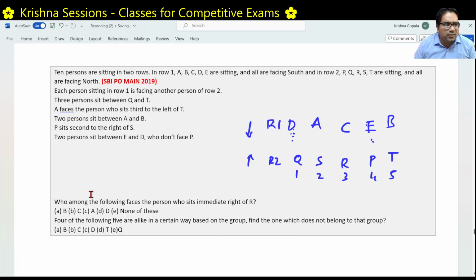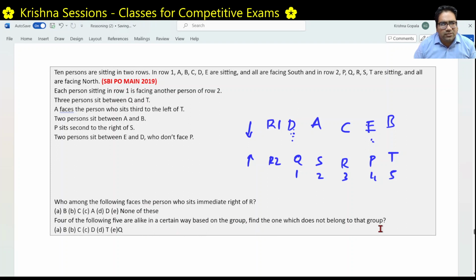Now, who among the following? Let's look at the question. This is an easy problem, right? Who among the following faces the person who sits immediately right of R? Immediately right of R is P. And who is facing P? E is facing P.